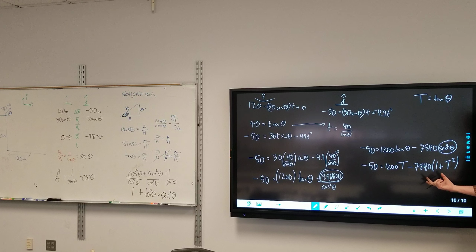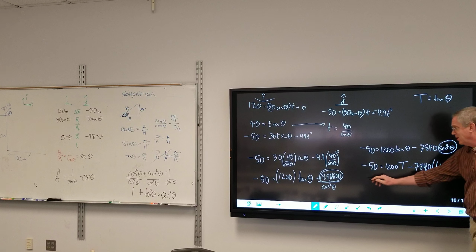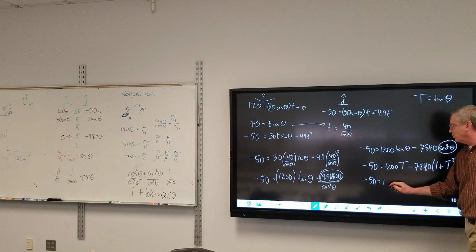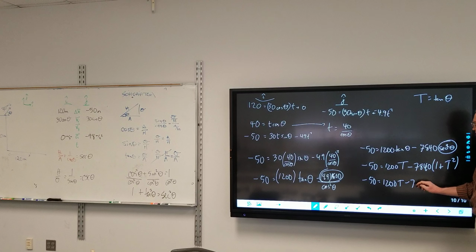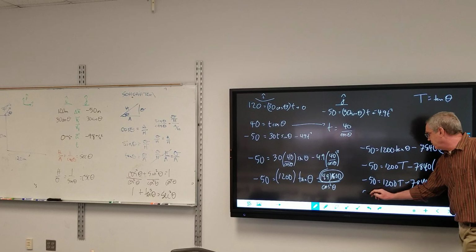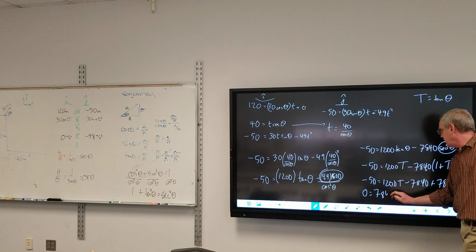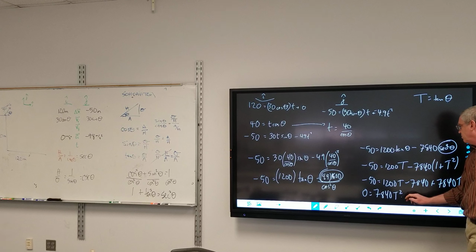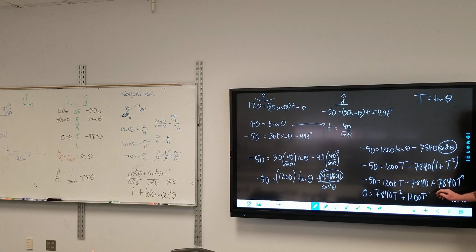Distribute and then you just do quadratic? Yep, exactly. So I got negative 50 is equal to 1200T minus 7840 plus 7840T squared. It is a quadratic equation. We need to put it into standard form in order to use the quadratic formula. So I have 0 equals 7840 T squared plus 1200T minus 7,790.